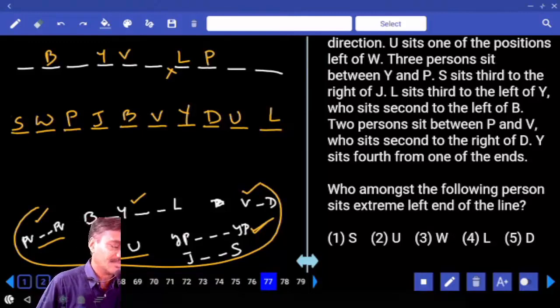And which of the following persons sits at the extreme left end of the line? L is your answer, because all the persons are facing south, so left is here and right is here.